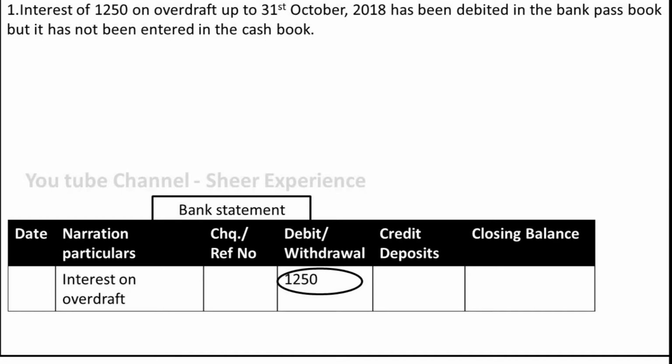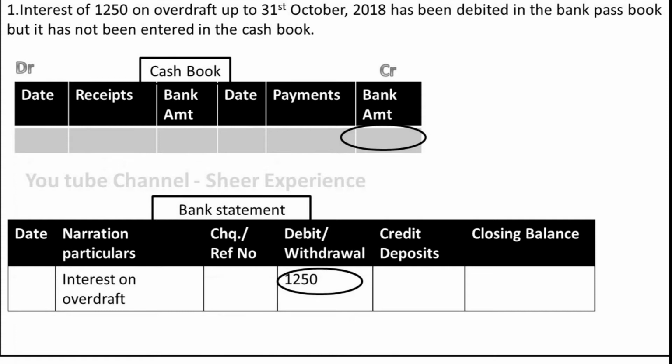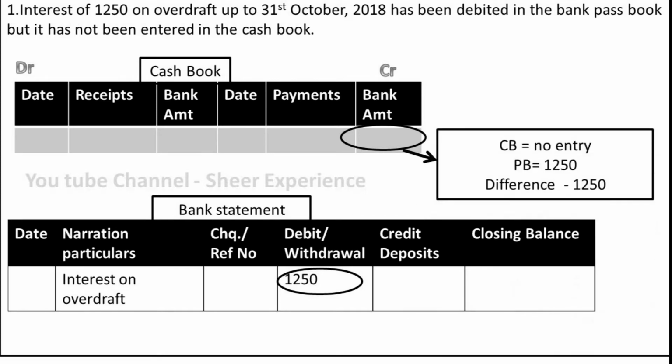Since the business is not aware of this transaction, we have not recorded any entry in the cash book. So the difference is related to payments. Payments decrease the closing balances of both the books. Here, the bank has deducted the amount from our bank account, whereas in the cash book, we have not entered interest on overdraft in the payments column. So cash book balance is more than passbook balance. The difference is 1250.